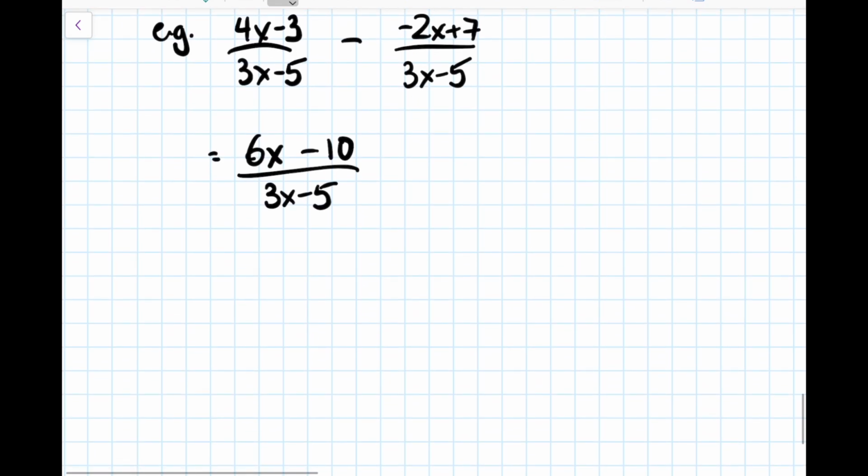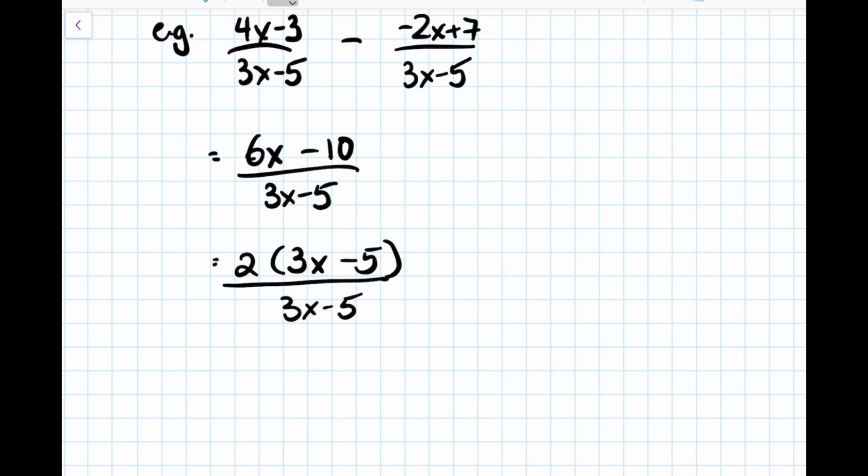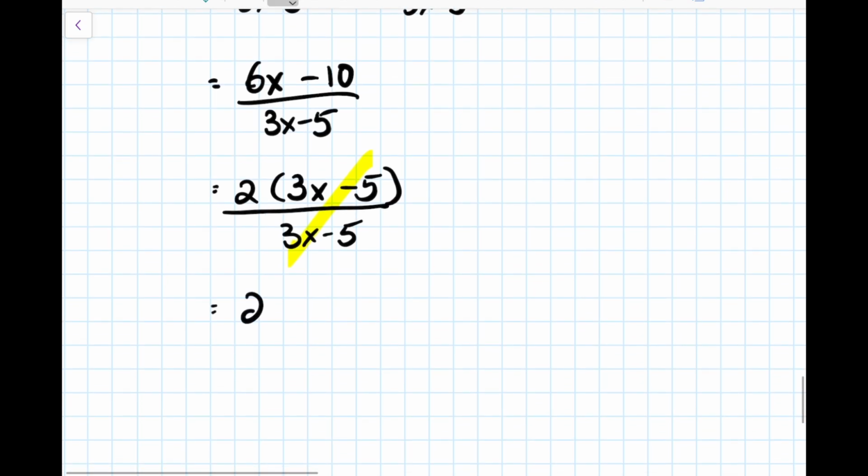Up top, I do have a common factor of 2. So when I take that out, I'm left with 3x minus 5, which is going to cancel out with the 3x minus 5 I have on the bottom to give me my final answer of 2. And my NPV is 5 over 3.